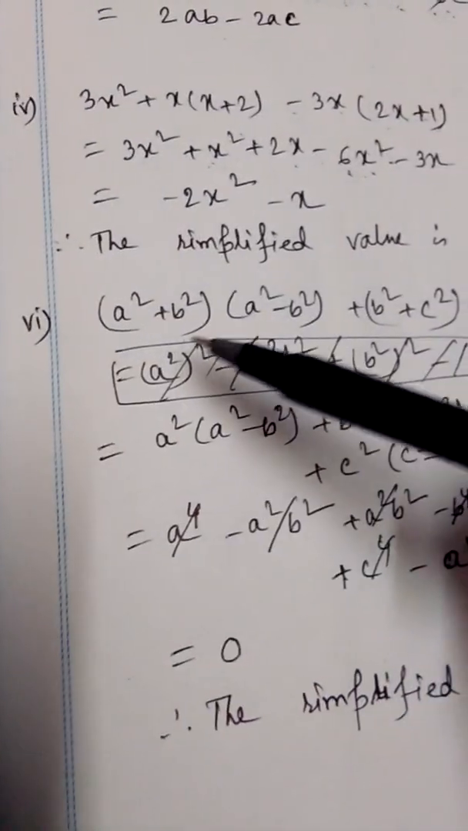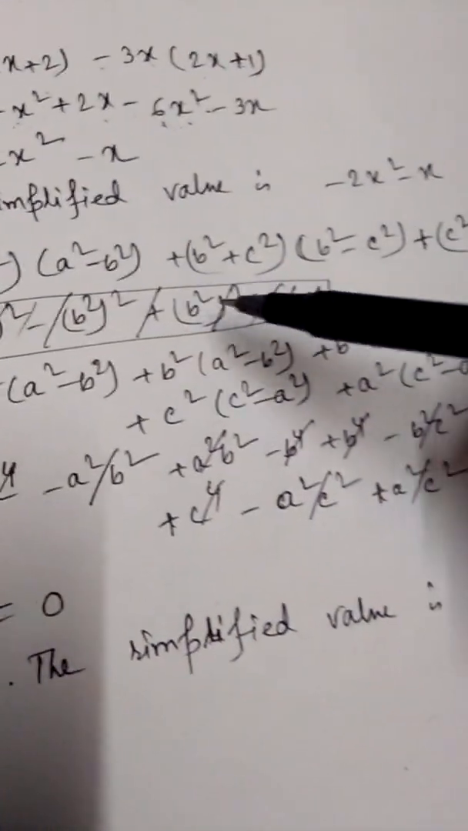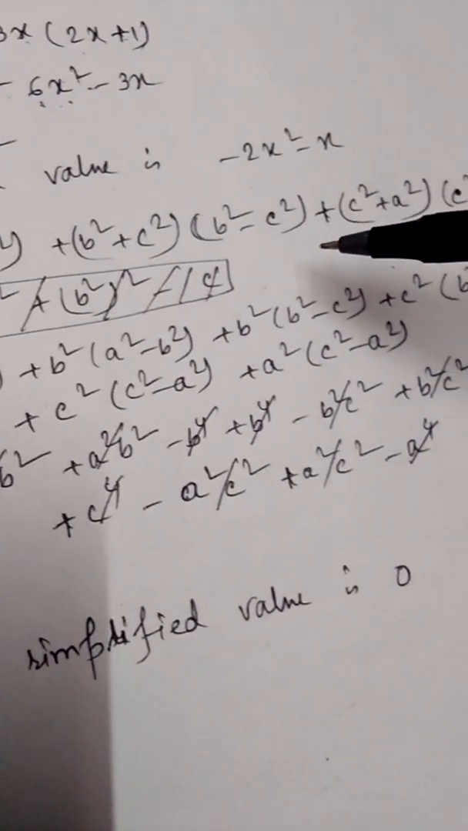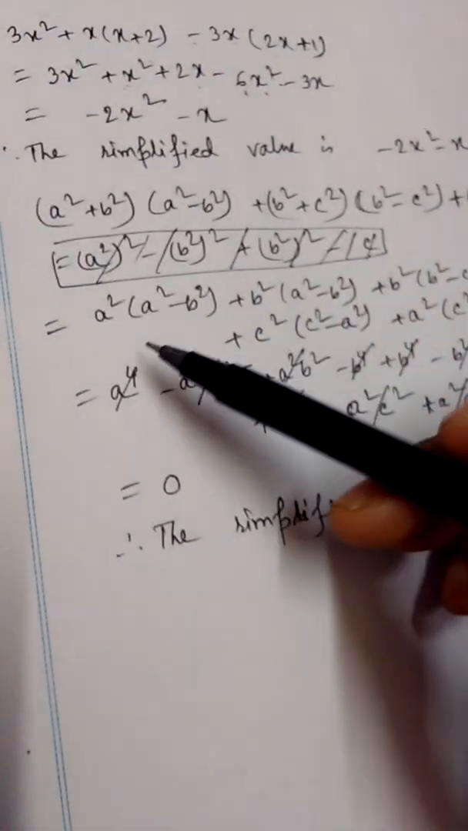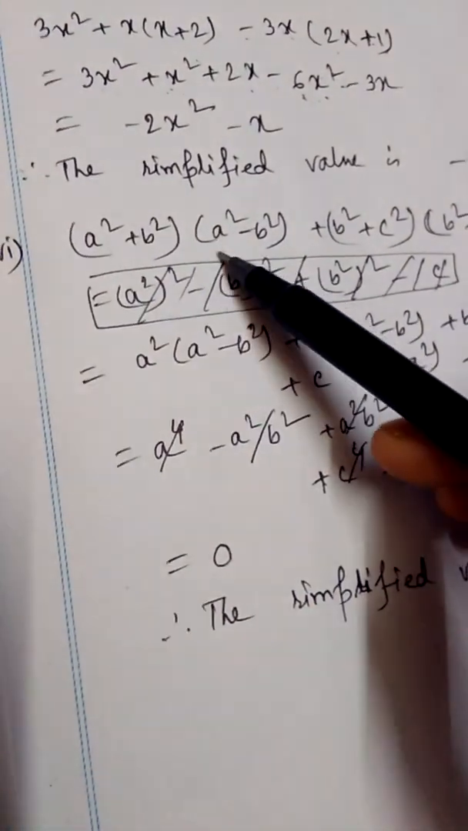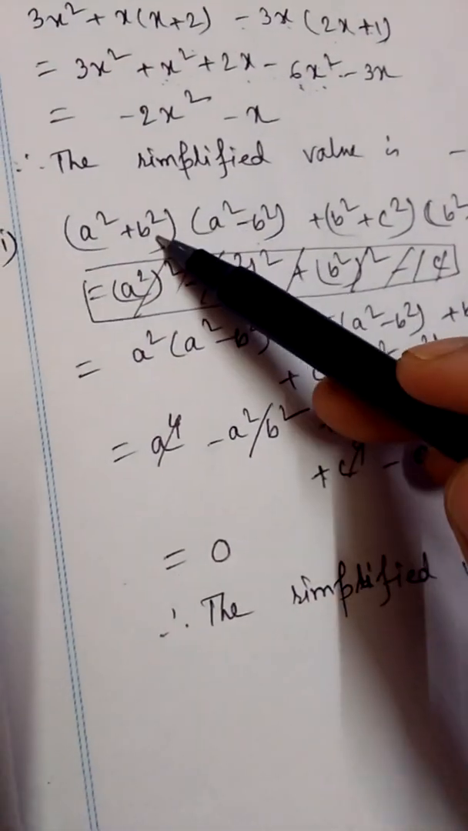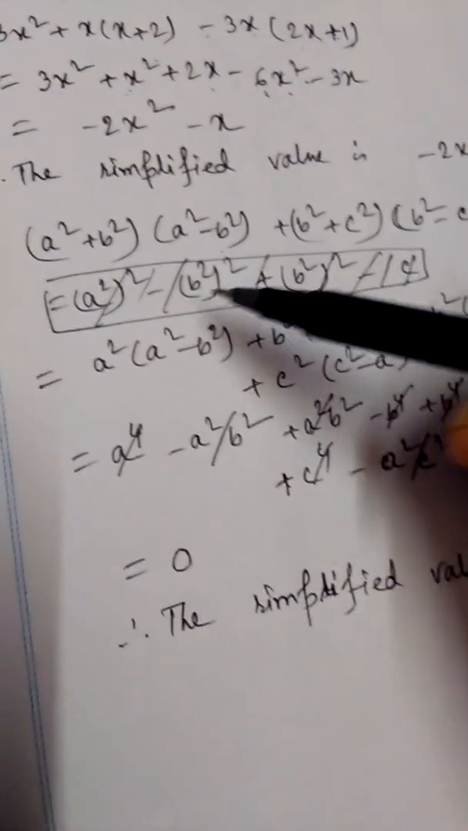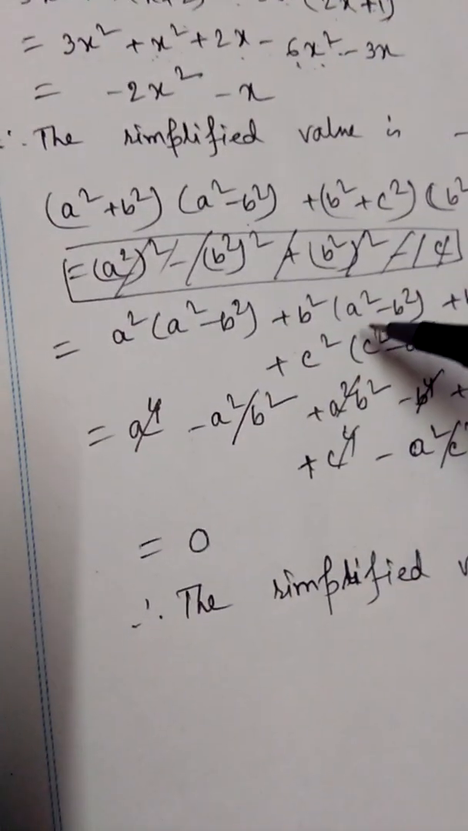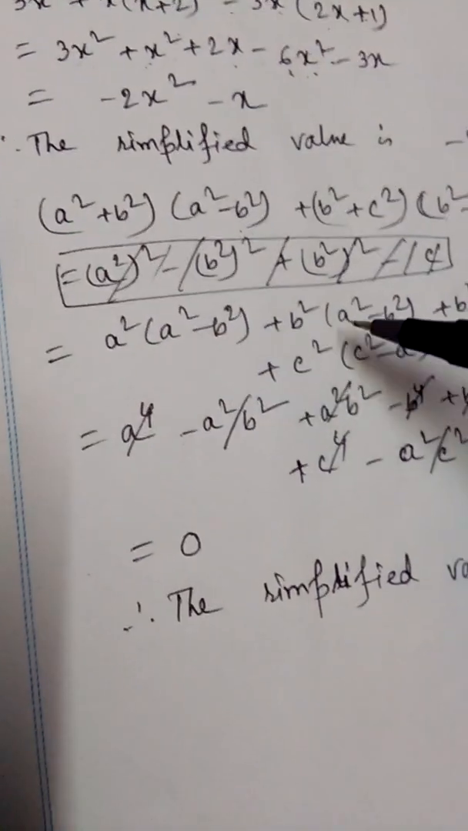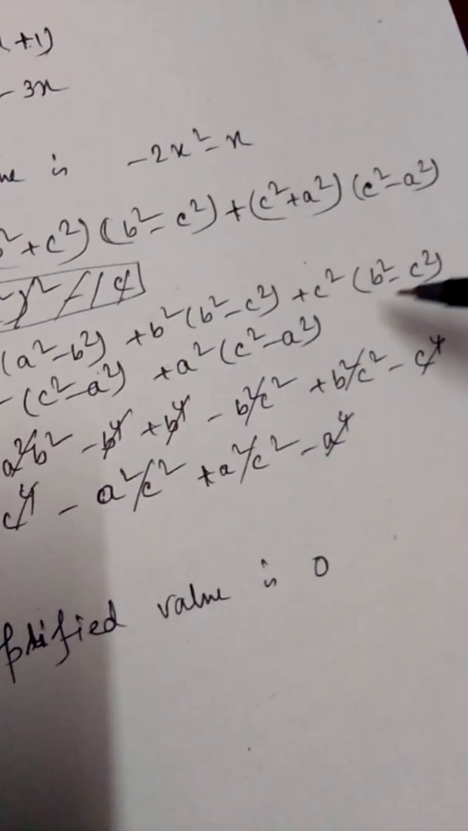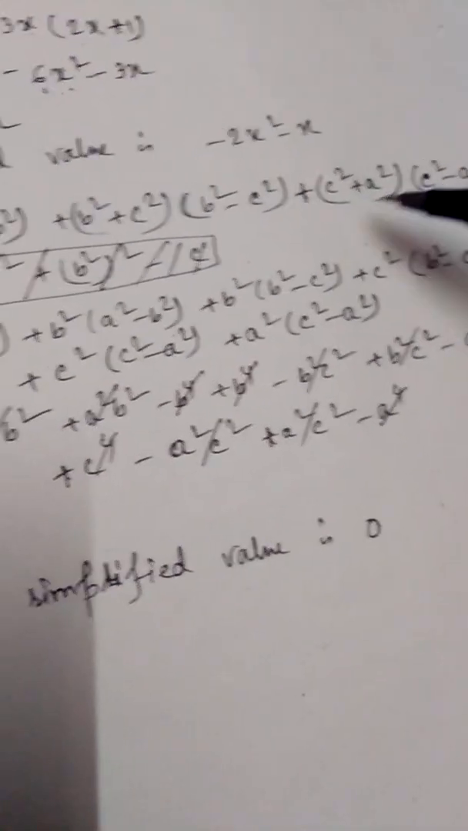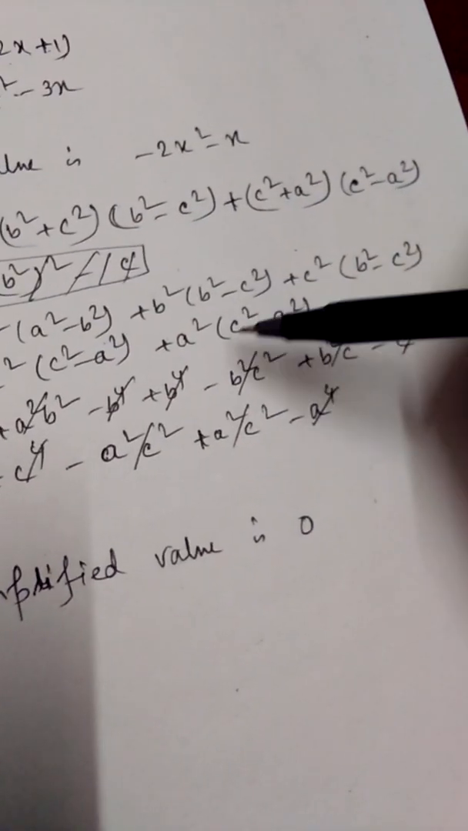Then question number 6: a square plus b square whole into a square minus b square, plus b square plus c square whole into b square minus c square, plus c square plus a square whole into c square minus a square, equal to a square into a square minus b square plus b square into a square minus b square, and we will write these using the distributive property. Plus b square into b square minus c square plus c square into b square minus c square, plus c square into c square minus a square plus a square into c square minus a square.